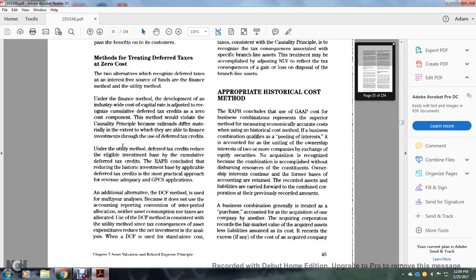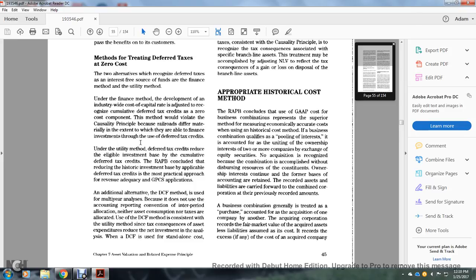Or a method of treating deferred taxes at zero cost. Two alternatives: the financing method, which recognizes deferred taxes as an interest-free source of funds, and the utility method. Under the financing method, developing an industry-wide cost of capital rate adjustment recognizing the cumulative deferred tax credit at zero cost would violate the causality principle, because railroads differ materially in the extent to which they are able to finance investments through the deferred tax credits.